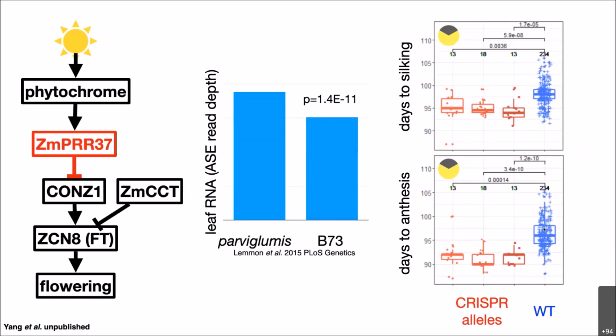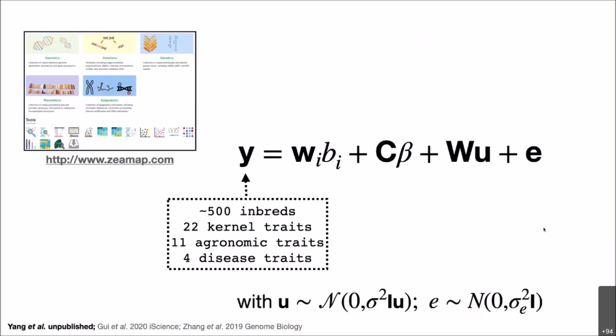In addition to looking just for outliers, we took advantage of a large amount of phenotypic data from Jianbing Yan's lab, where across these 500 inbreds, they've measured a number of phenotypic traits, kernel traits, agronomic traits, disease traits in multiple environments.